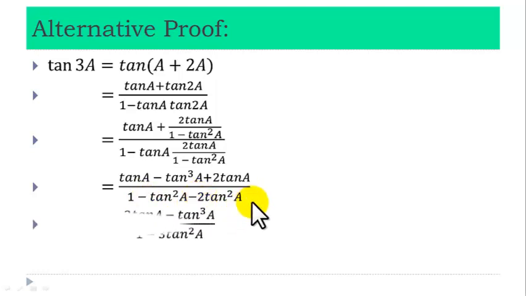This is equal to tan A plus 2 tan A is 3 tan A minus tan cube A all over 1 minus tan squared A minus 2 tan squared A is minus 3 tan squared A. So therefore tan 3A is equal to 3 tan A minus tan cube A all over 1 minus 3 tan squared A.